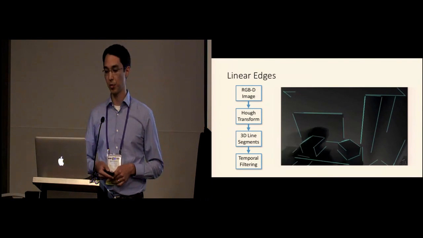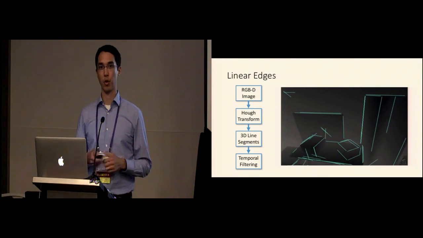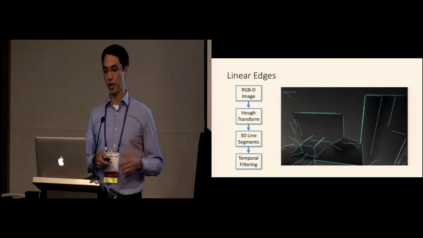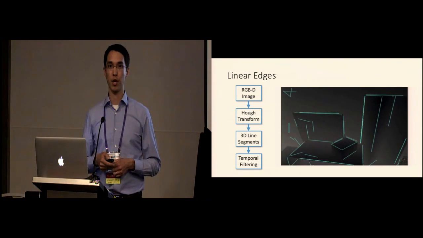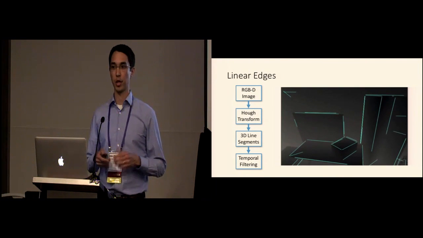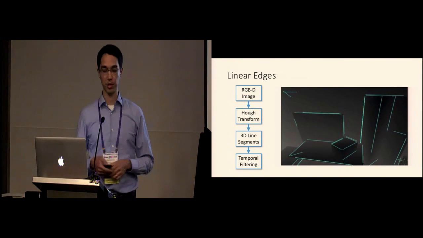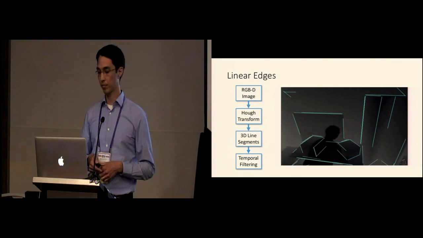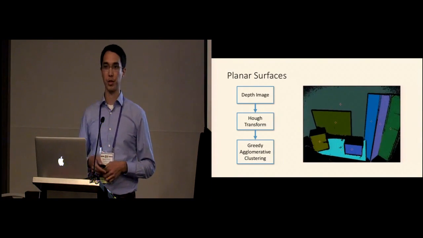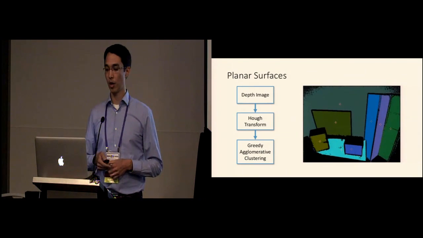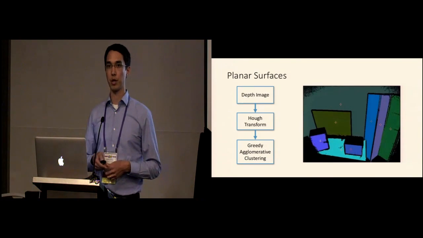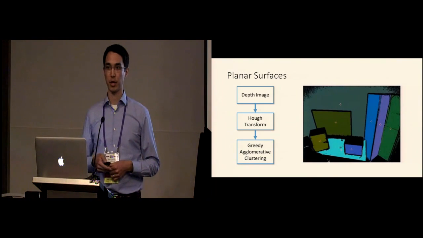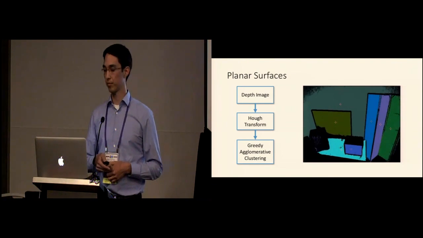The linear edges we extract from the Kinect camera using Hough transform, followed by some post-processing. Then we extract the 3D line segments, followed by temporal filtering to reduce noise and also adjust to the dynamically changing world, as you can see here in this video. And this runs at 15 frames per second. For the planar surfaces, we run another Hough transform on the depth image, and we follow this by greedy agglomerative clustering. And this runs at 4 frames per second in our unoptimized implementation.